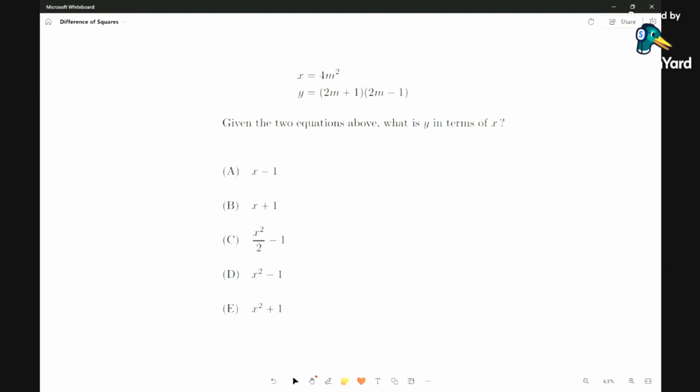But if you don't know the difference of squares when you're doing your exam, there are a lot of questions that you may get tripped up on. And so we want to help you to fix that today. So I'm going to share my screen, and we're going to look at an example question.